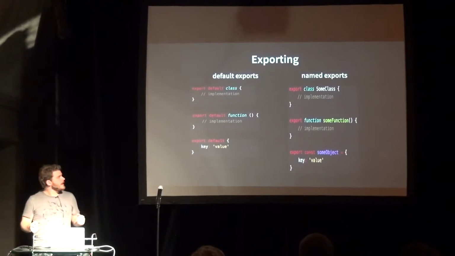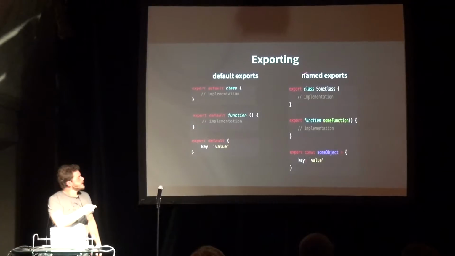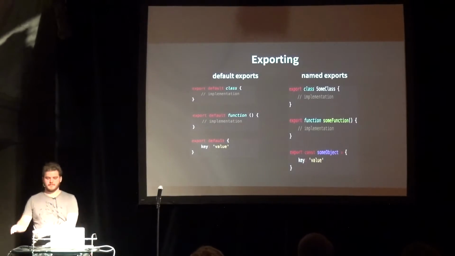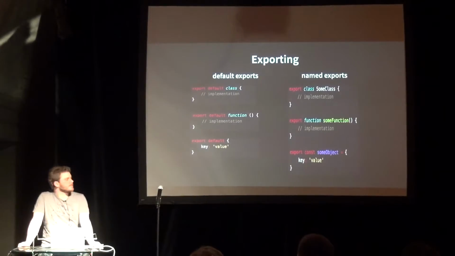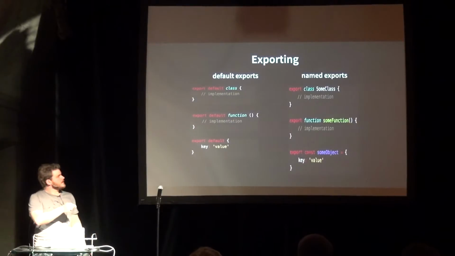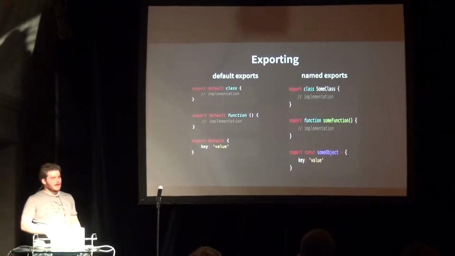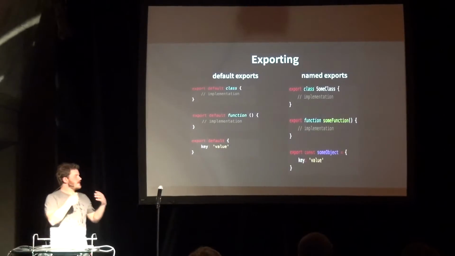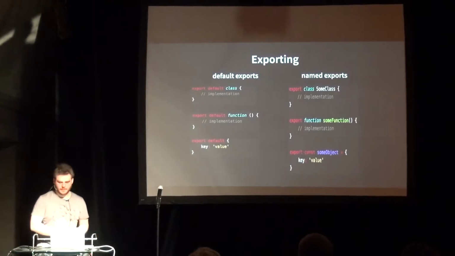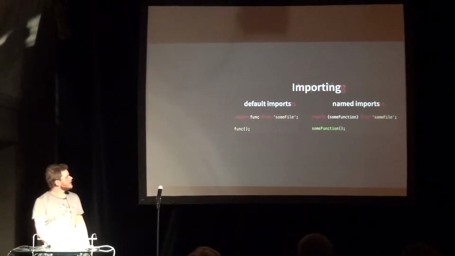And then there are the named exports. You would probably use them for the less widely used functions, perhaps. And you identify the named exports by some key. So in this case, it's some class, some function, or some object. And we can later use these names to import these again. Okay? So we will see this on the next slide.